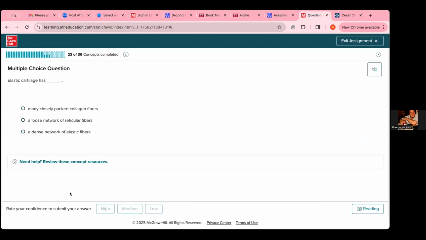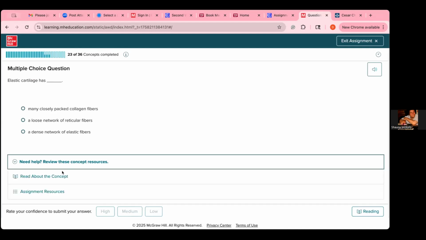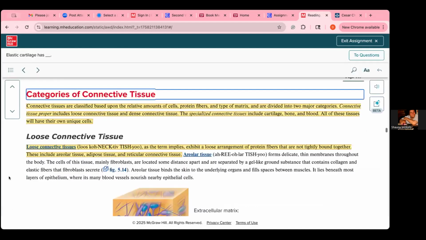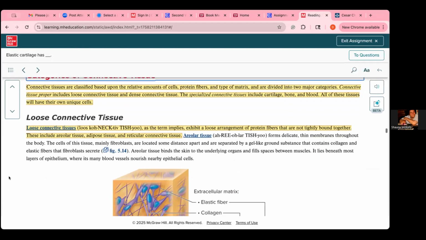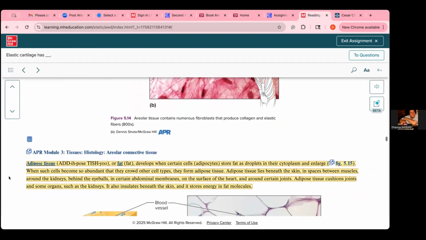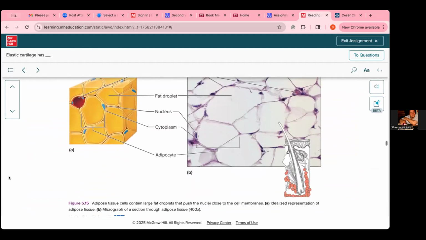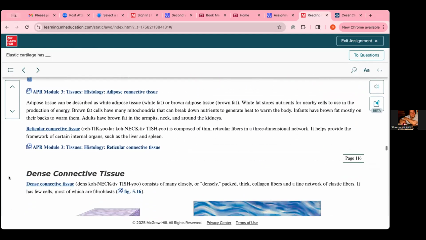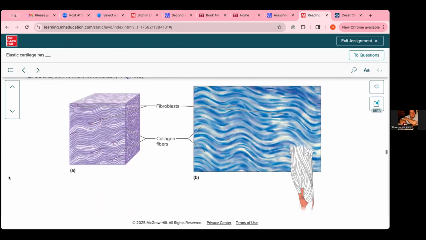Elastic cartilage has a dense network of elastic fibers. That's why it's elastic cartilage, I think. Let's review it, but I would think that would be it. Okay, so we're looking for elastic cartilage. So we're not there yet. That's adipose tissue. Keep going. Dense connective tissue. Keep going.